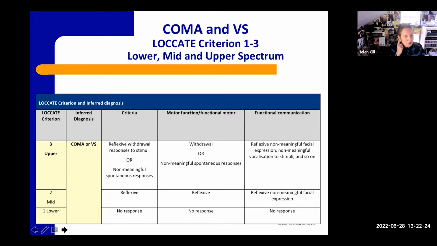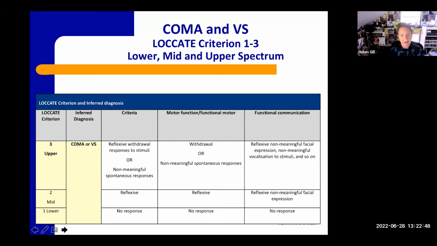Then level 2 is what we're calling the mid level for COMA and VS. That will be those reflexive responses in the motor that we've seen with all our patients. And certainly for the functional communication, it's reflexive, non-meaningful facial expressions. So they're not contingent to any stimuli. They have no meaning, and they would go for the functional communication level 2.